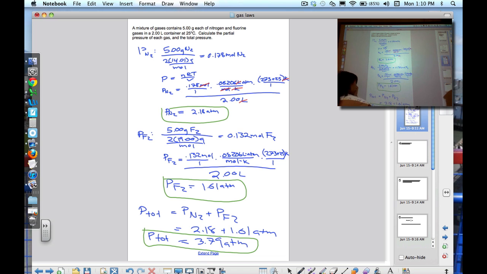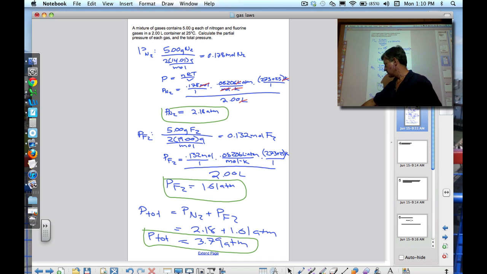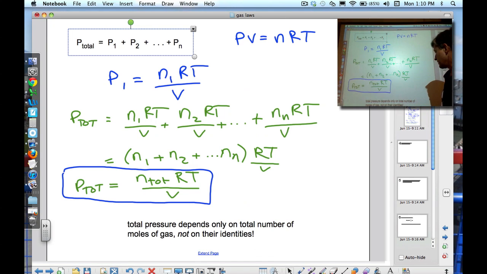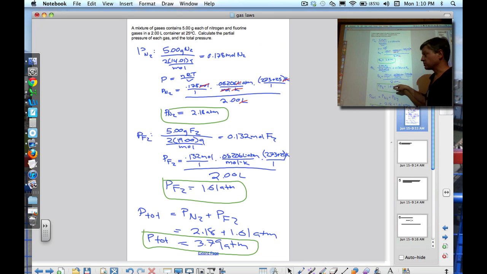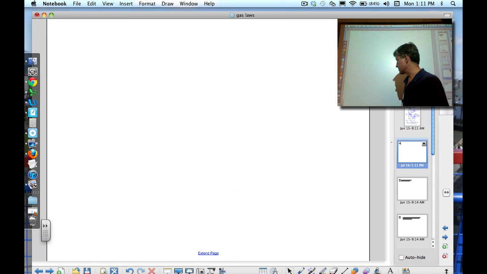Awesome. Excellent. That is a good example of the application of Dalton's law of partial pressures to calculating the total pressure. Now, let's go back a bit, and we saw before that the total pressure depends only on the total number of moles of particles, not on their identities. So that tells us that we should be able to solve this problem in a different way. Rather than calculating the partial pressures of nitrogen and fluorine separately and adding them together, could we not simply add together the moles of nitrogen and fluorine to get the total number of moles of particles and then plug that into PV equals nRT?